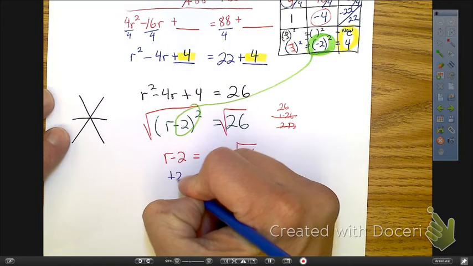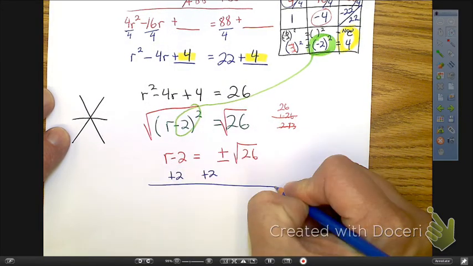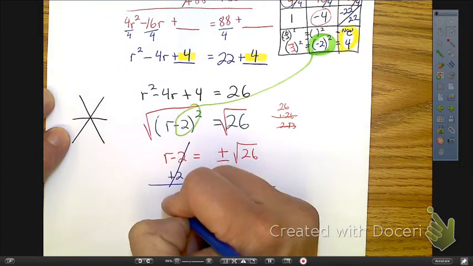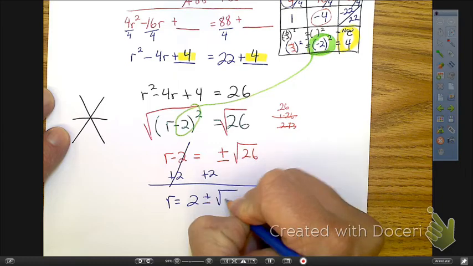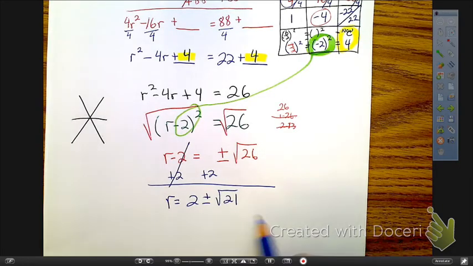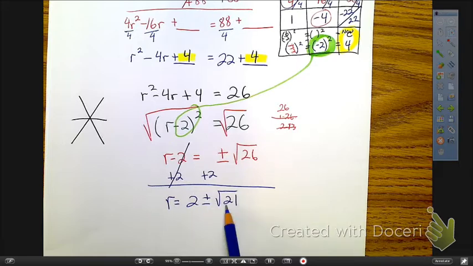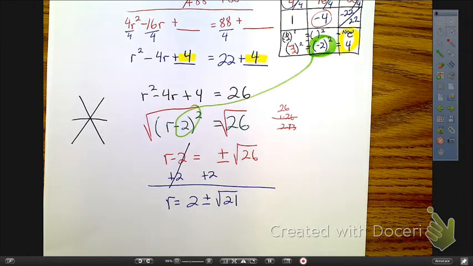We're going to add 2 to both sides. 2 will cancel. R is going to equal 2 plus or minus the square root of 26. We have one positive root, 2 plus the square root of 26, or 2 minus the square root of 26, for our 2 real answers.